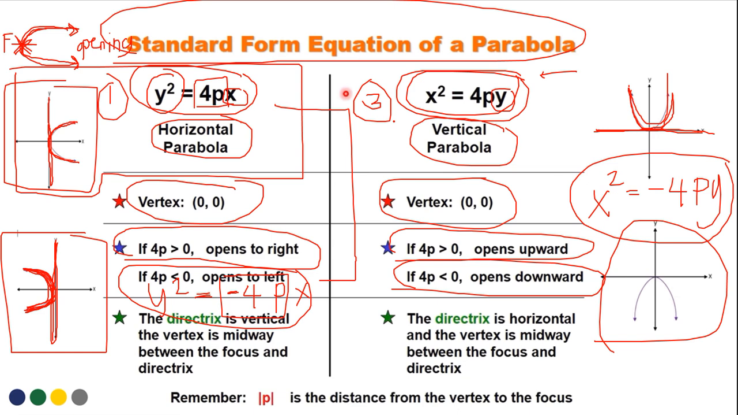And p is always the distance from the vertex to the focus. I repeat, p is the distance from the vertex to the focus. Okay? That is always absolute value. You don't need to get the negative value of p. Your p is always positive. Alright? So again, this is the vertex. If the center or the vertex is at 0, 0, these are the formulas.